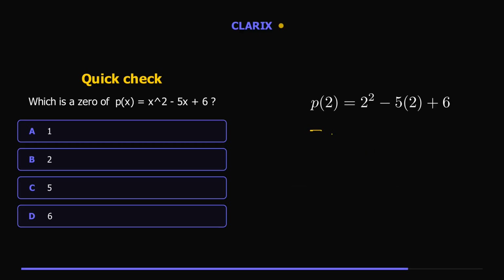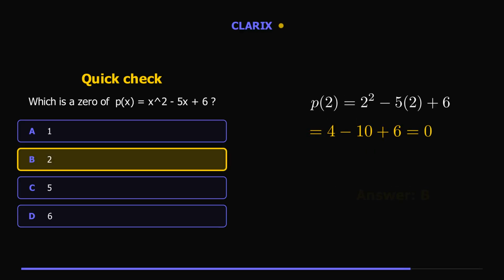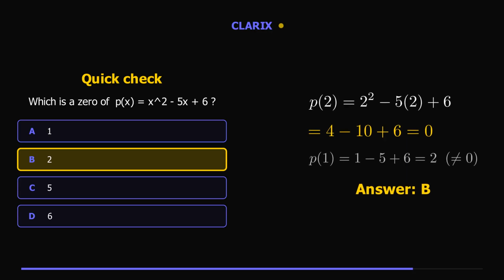Let's test option B, x equals 2. P of 2 is 2 squared minus 5 times 2 plus 6. That's 4 minus 10 plus 6, which is 0. It works, so 2 is a 0. That's option B. Quick tip, if you test option A, x equals 1 gives 1 minus 5 plus 6, which is 2, not 0. So 1 is not a 0.